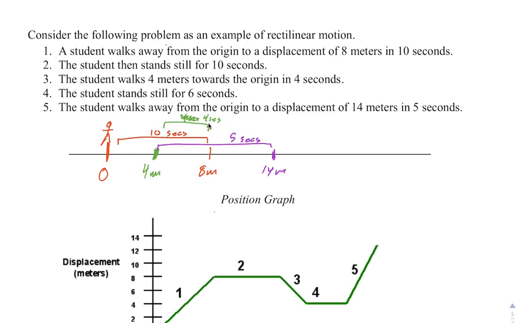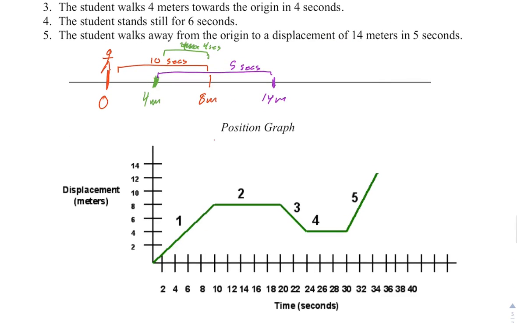Let's look at it in a graph sense. So we're walking and moving around, and we're taking time to do it. So if you actually graph that, the student walks away from the origin at a displacement of 8 meters in 10 seconds. It looks like this. So actually, let's label this. This is seconds, and this is meters. So you just have some idea. So this is time in seconds, this is distance.